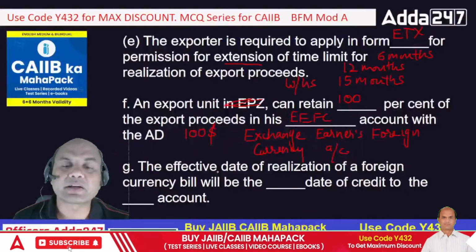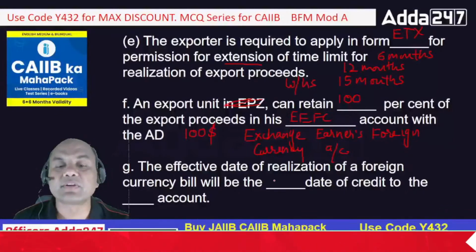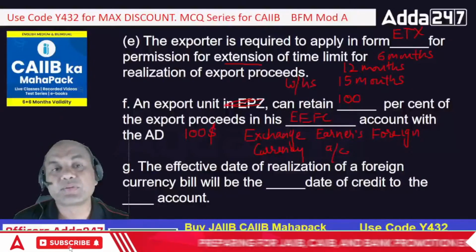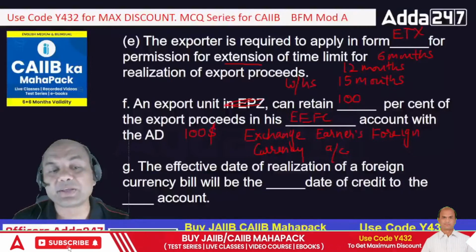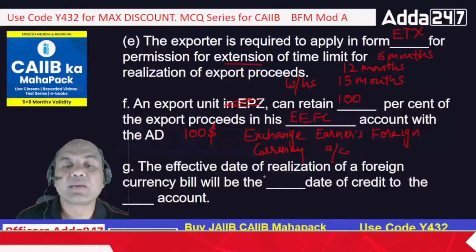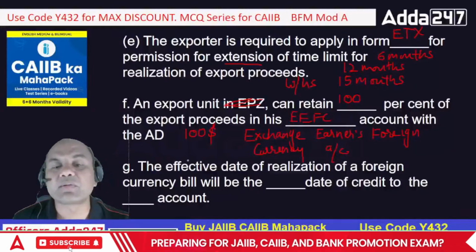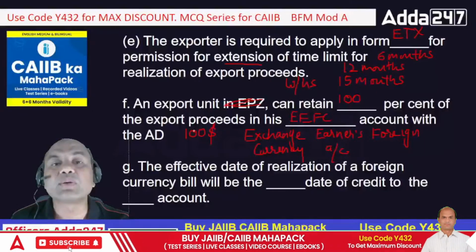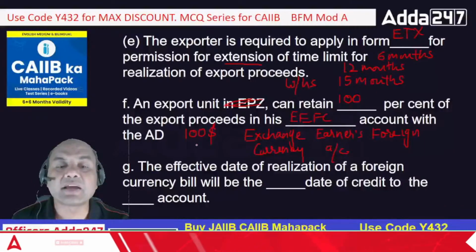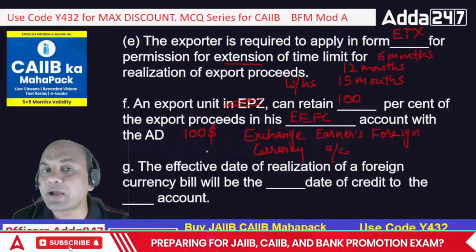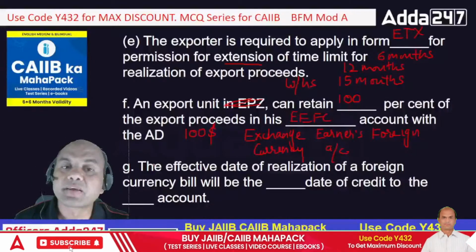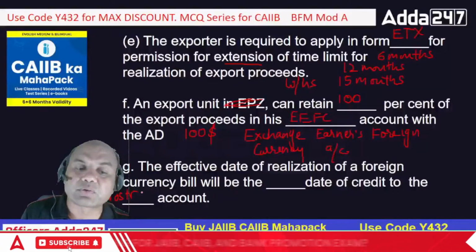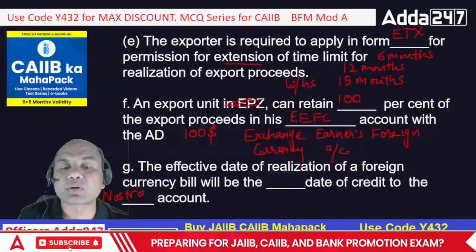Okay. The effective date of realization of foreign currency bill will be the dash date of credit to the dash account. What does this mean? Effective date means when do I say that I have sent the goods and I have received the money? I'll say I have received the money when I see the money in which account? The answer over here is Nostro. Credit to the Nostro account of that bank.